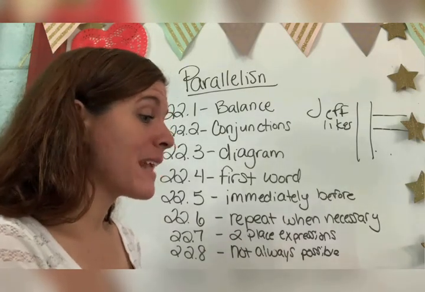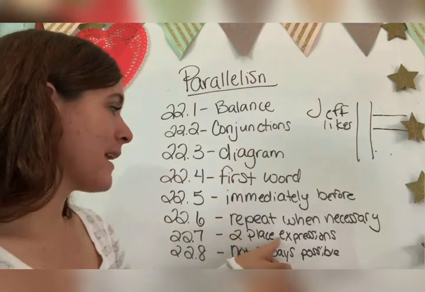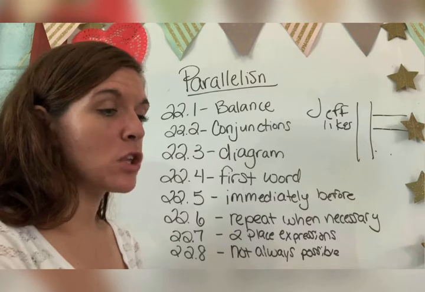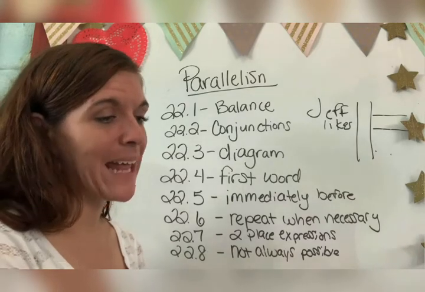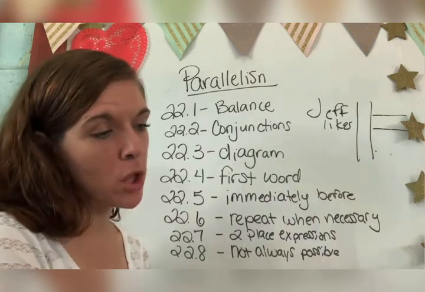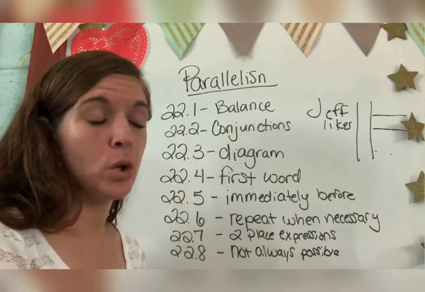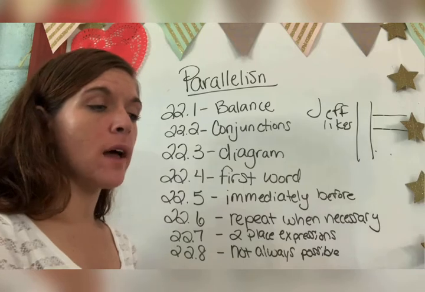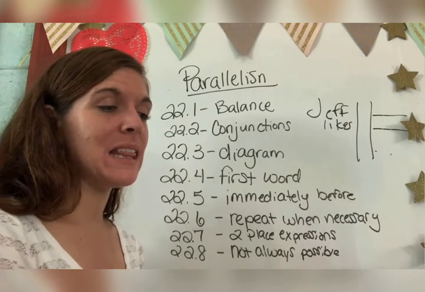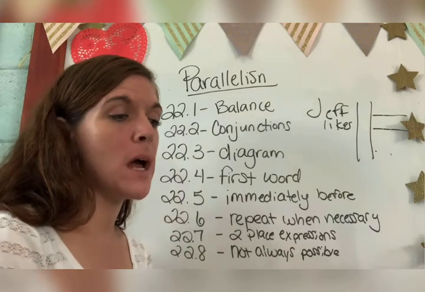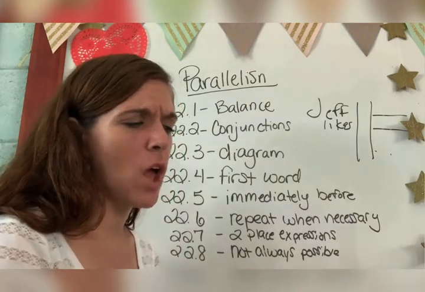Look at 22.7. I put two place expressions. Look what it says. Do not use expressions like and who, and whom, and which, unless a parallel who, whom, or which clause has preceded it in the sentence. This is the same for but who, but whom, and but which. Okay, what are they talking about? Look what it says.